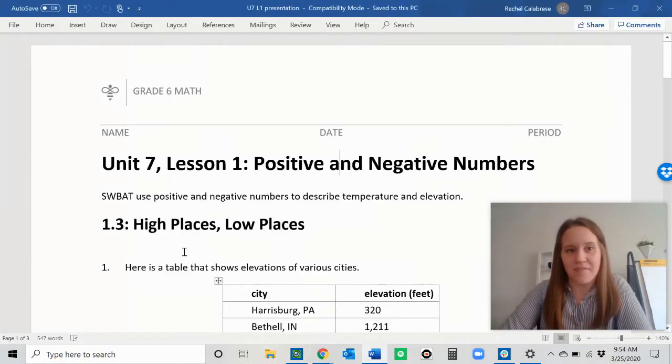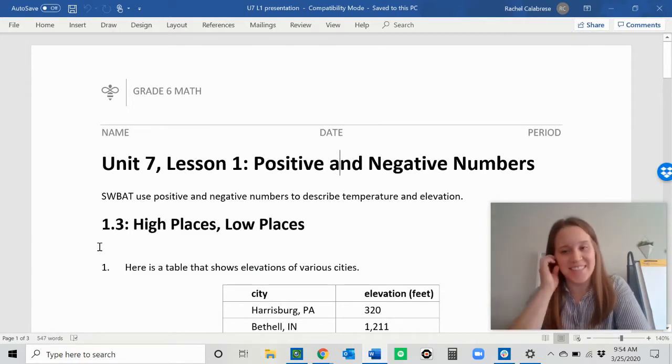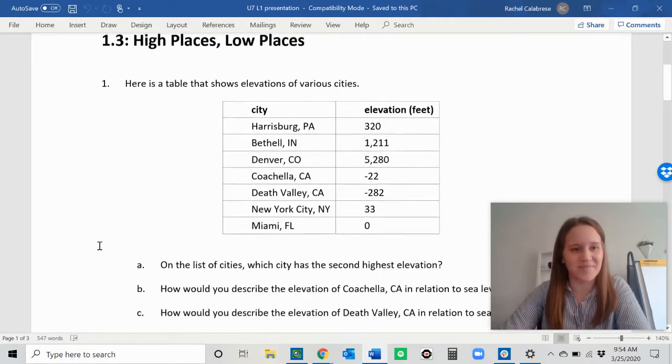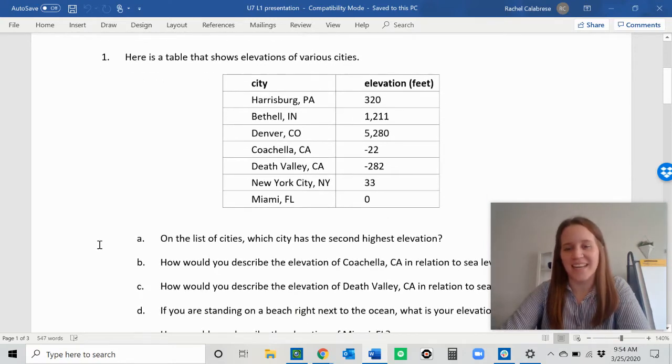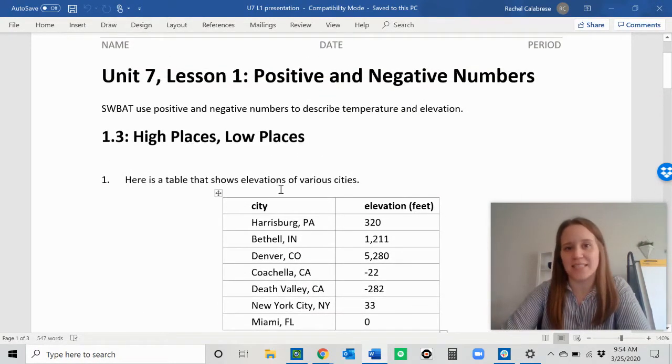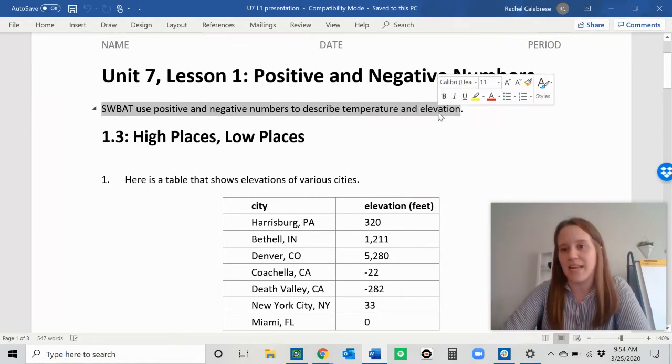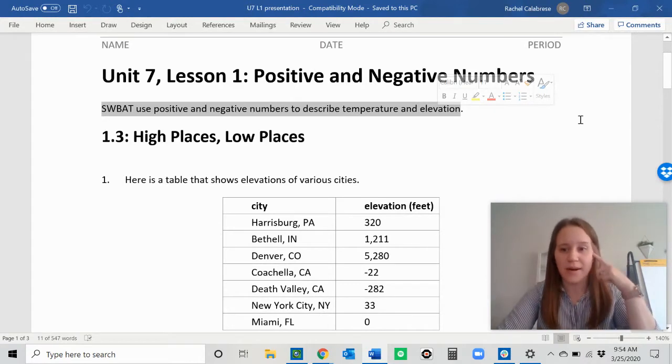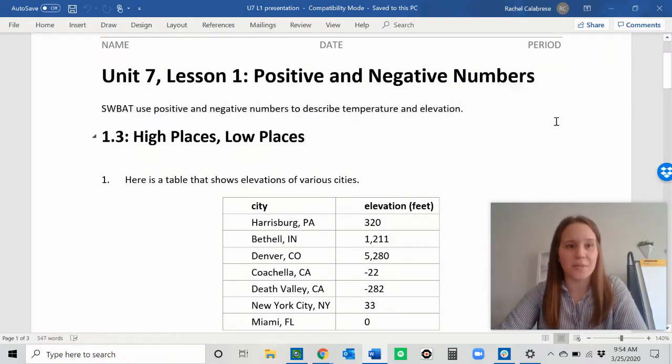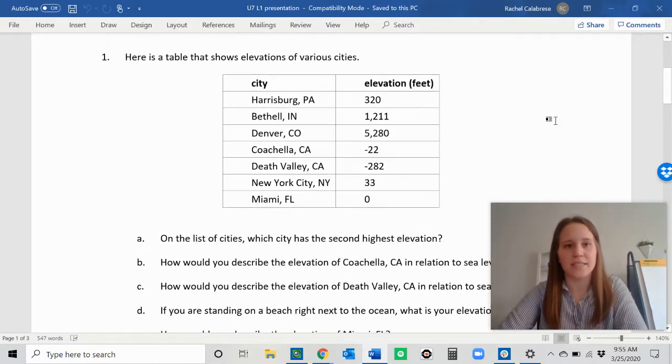Here is our first problem-solving task of our online class. Really exciting. You ready? All right. So we're going to talk about positive and negative numbers. Our goal today, our objective, is to use positive and negative numbers to describe temperature and elevation. Maybe you already have some ideas about what a positive temperature and elevation could be and what a negative temperature and elevation could be.